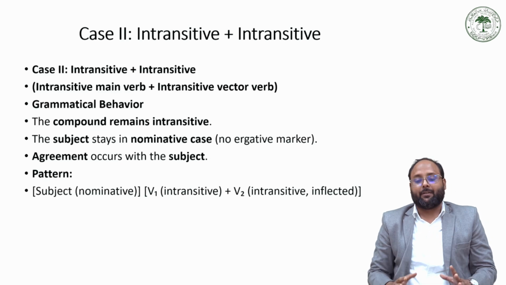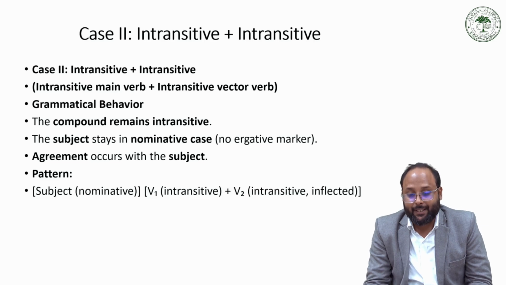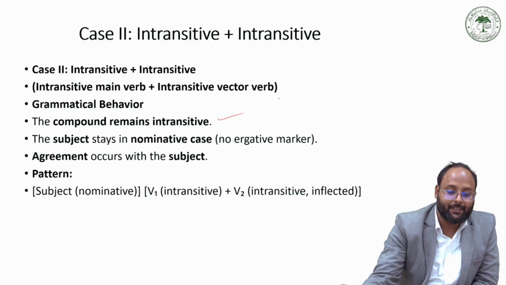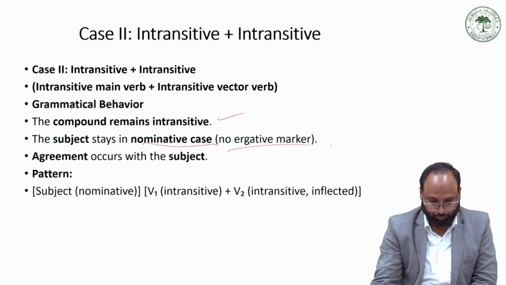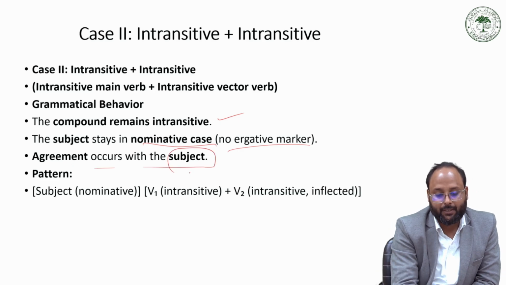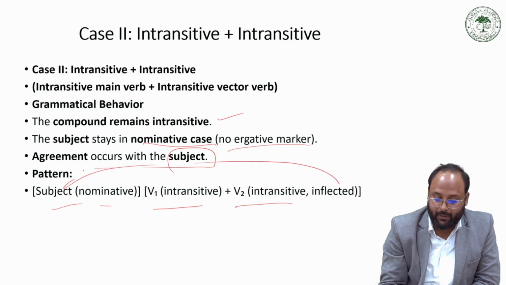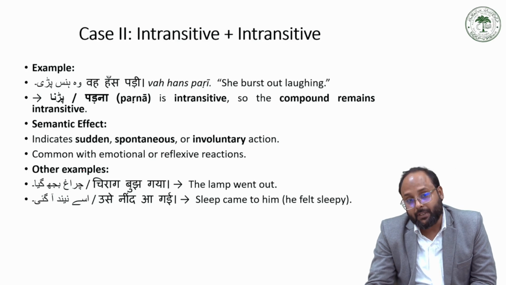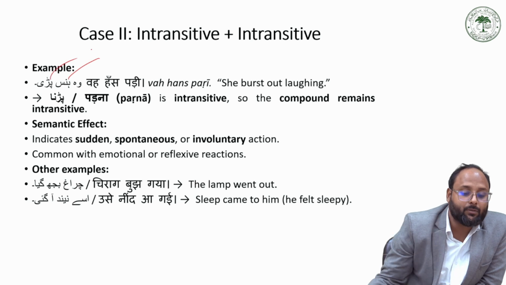Now we have the combination of intransitive plus intransitive. In this case, the compound remains intransitive and the subject stays in the nominative case. There is no ergative marker and the verb agrees with the subject. So there is subject nominative plus V1 intransitive plus V2 intransitive, which is inflected according to the subject. Like वो हंस पड़ी, लड़की हंस पड़ी, लड़का हंस पड़ा. So हंसना is intransitive and पड़ना is also intransitive.